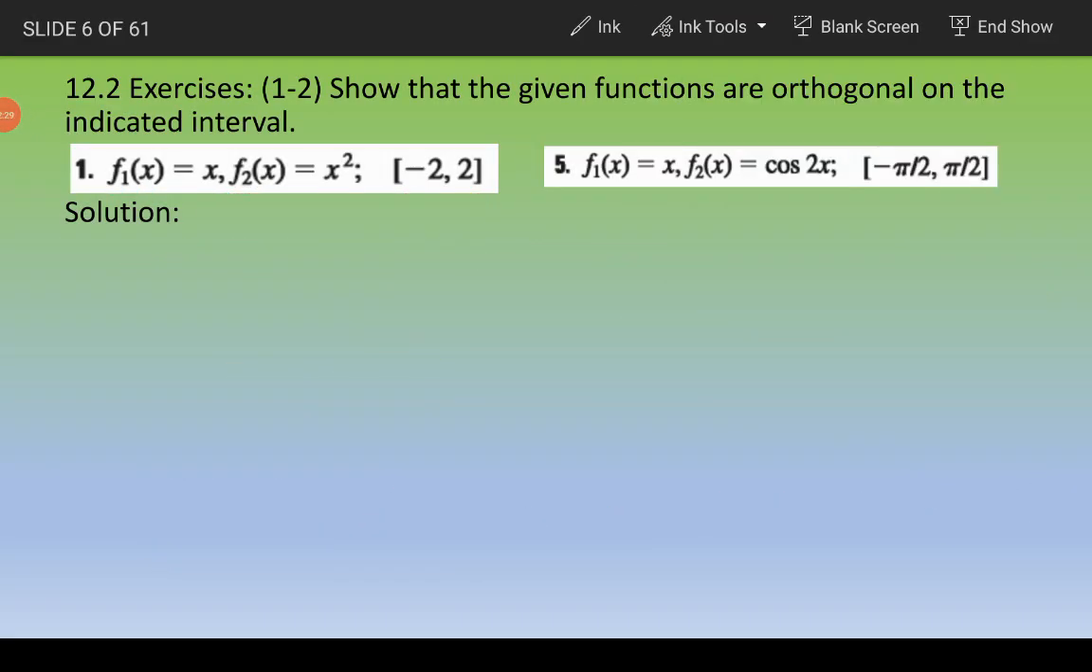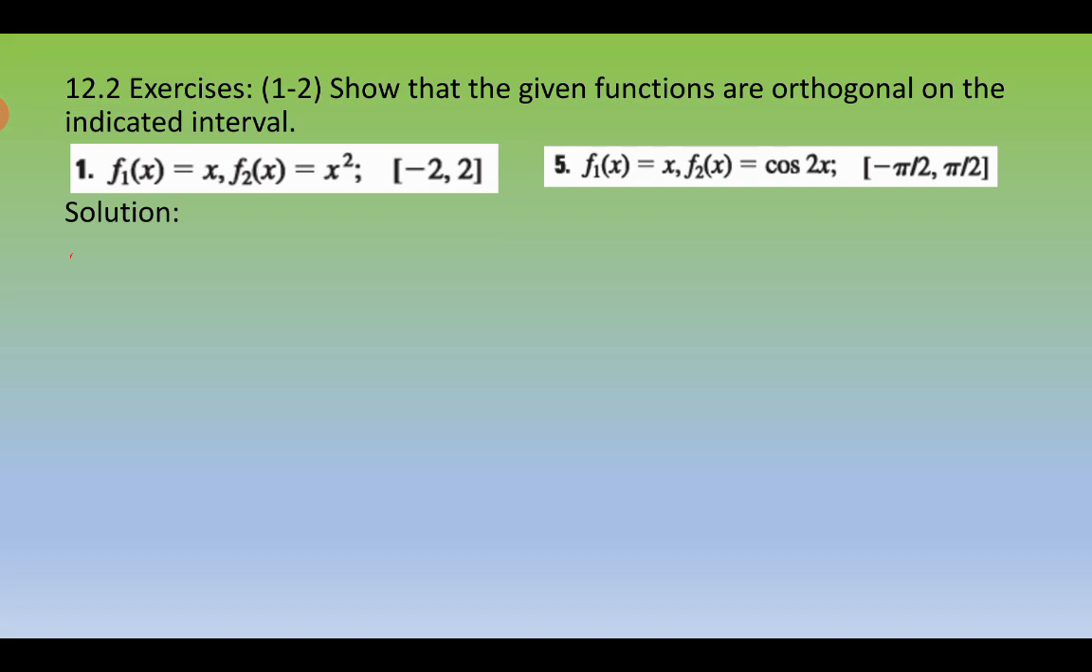Problem number 5. Integration. We have to find the inner product of f1 and f2, which is the integration from a to b of the product of the functions, with respect to dx. Write down the limits, negative pi by 2 to positive pi over 2. f1 of x is x, f2 of x is cosine 2x dx.